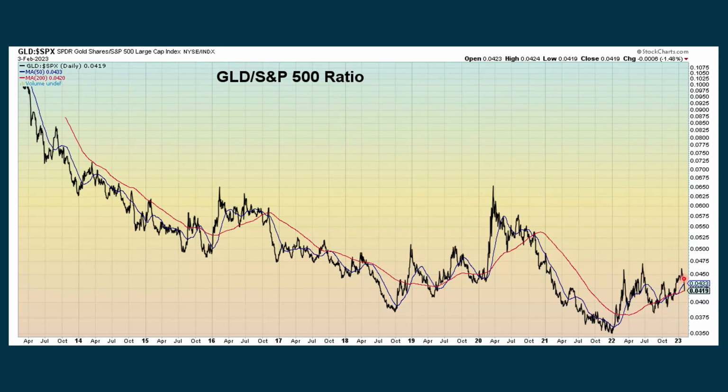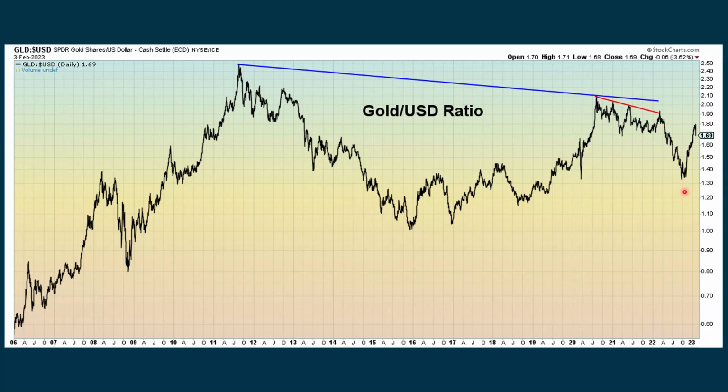Gold, for a while, was looking to really outperform the S&P 500, but has been seeing some weakness lately, but we're still in an overall uptrend with the blue line on top. Gold to the dollar, also really starting to outperform the dollar, but some recent weakness.